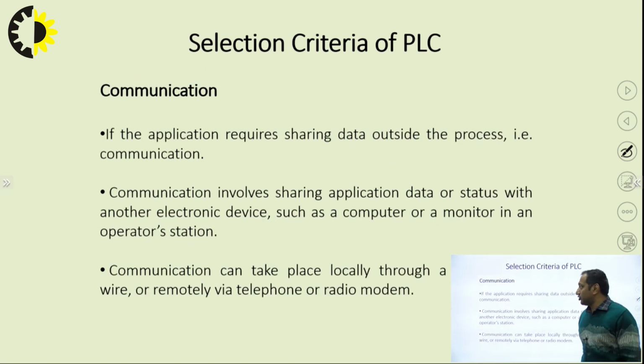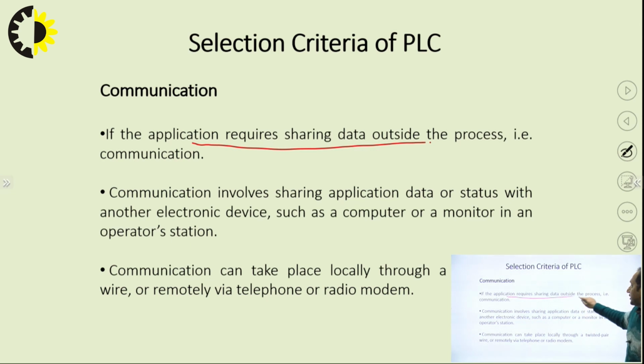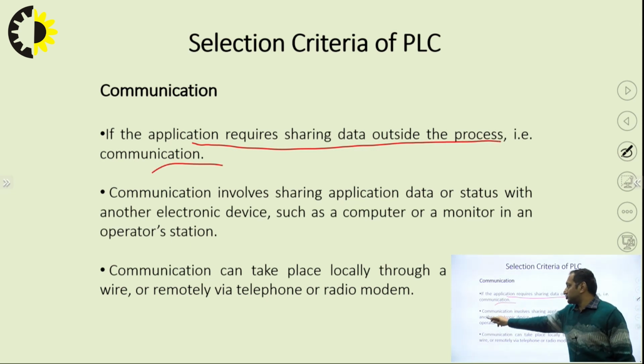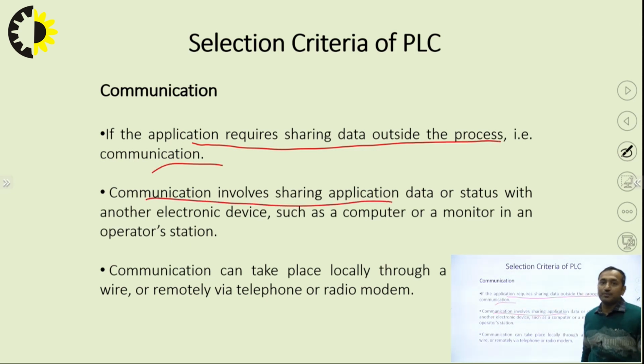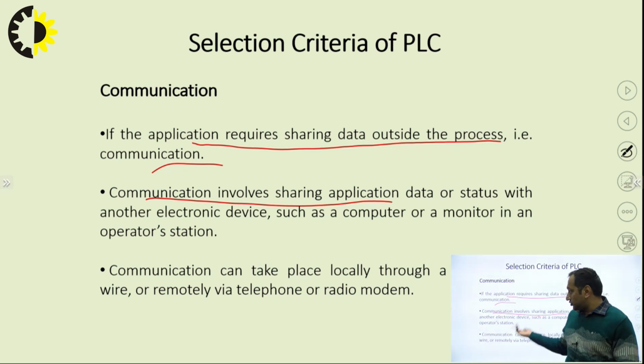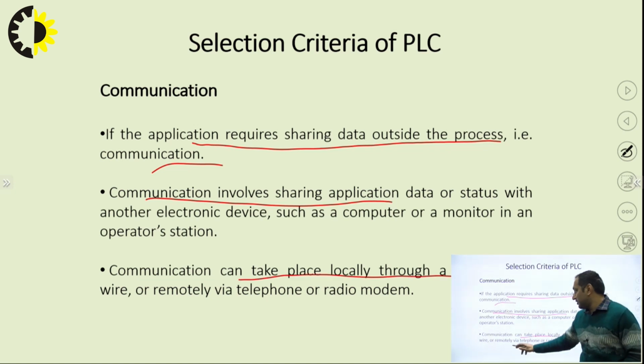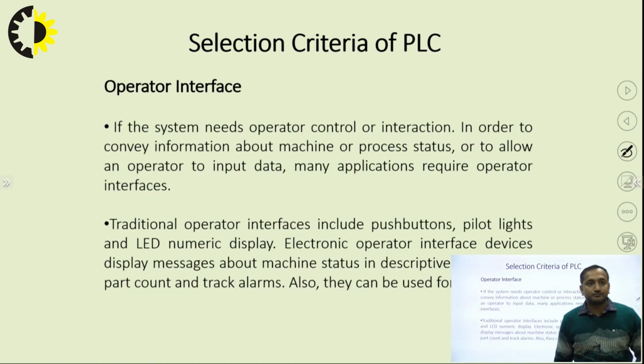Another criterion is communication. If the application requires sharing data outside the process, that is communication. So communication involves sharing application data. For example, you are sitting in some different place and you want to see and control what kind of operation is happening in your industry. You can control it with the help of this. So communication is very important. Whether it is an IoT enabled device, you can control it remotely. So it depends on the requirement also. Communication can take place locally through a twisted pair wire or remotely via telephone or radio medium.